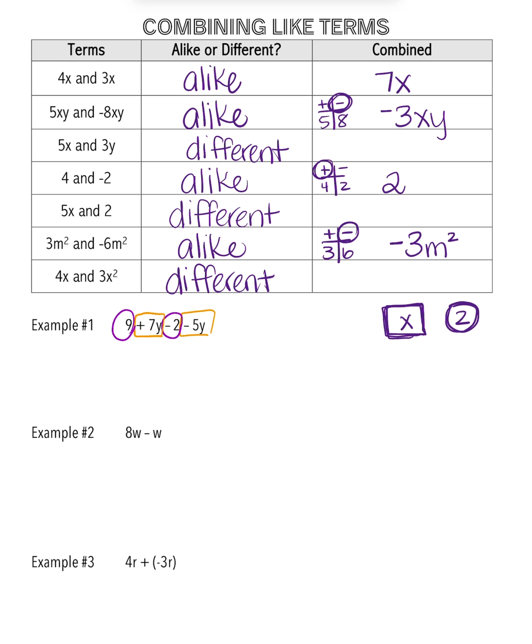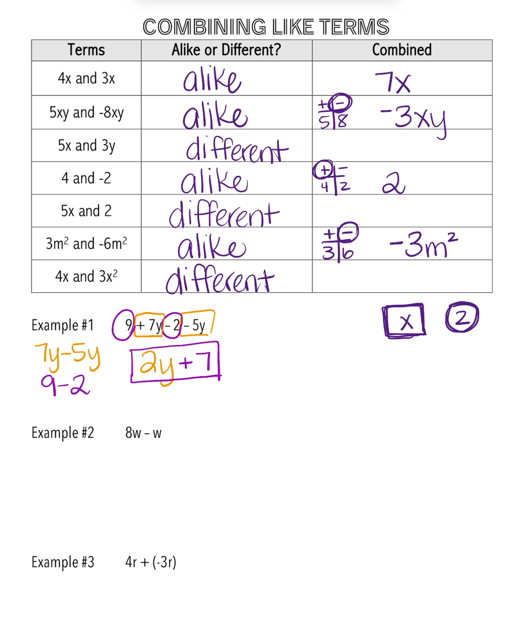All right, and then I'm gonna combine my like terms. So everything that's in an orange box can be combined. So I have a 7y and I'm gonna take away a 5y. So 7 minus 5 is 2y. And then I'm gonna grab my circled numbers. So over here I have a 9 and I'm gonna take away a 2. And 9 minus 2 is going to be a positive 7. And so I have combined my like terms.